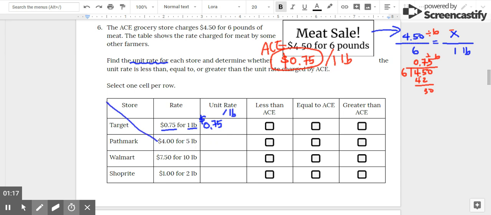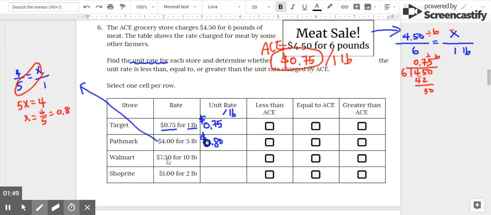And this one, for Pathmark, you pay $4 for 5 pounds. What about how much you're going to pay per 1 pound? So let's do cross multiplication. So x is equal to 4 over 5, which is 0.8, which means it's going to be 80 cents.